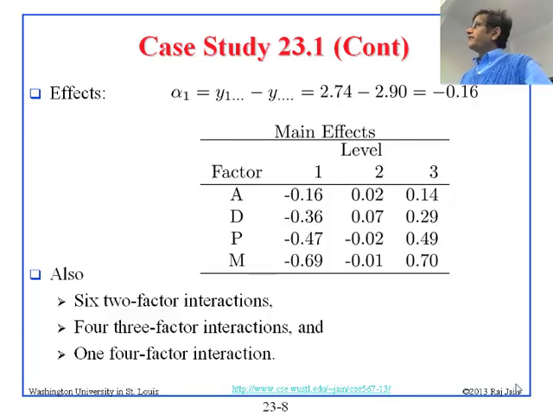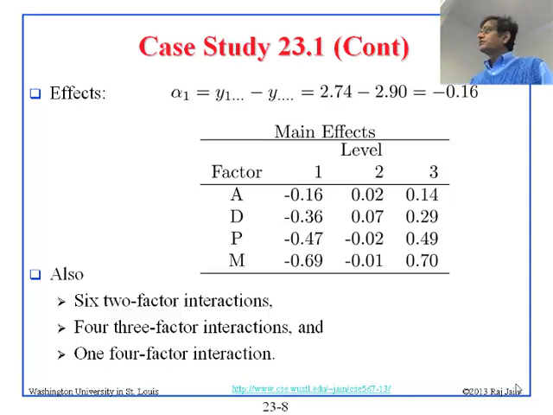So these are the main effects. Now you will notice that the main effects by design add up to 0. So each row adds up to 0. So 0.16 minus 0.16, 0.02, and 0.14, they add up to 0, and so on and so forth. That is by design.